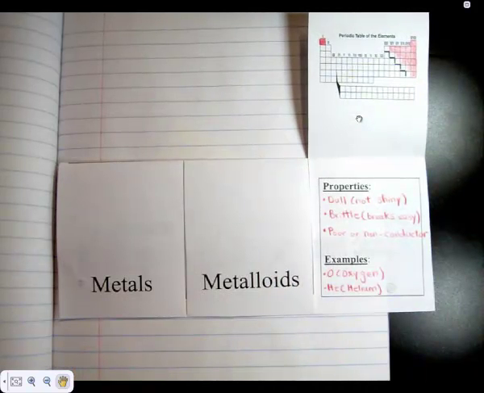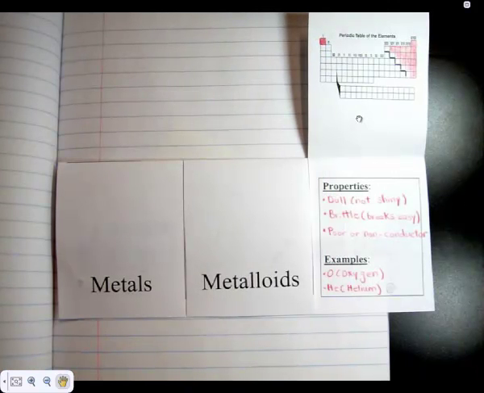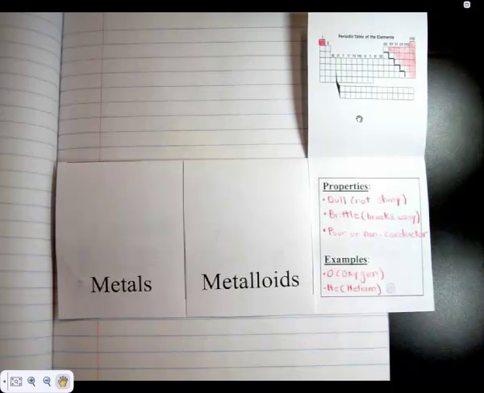Nonmetals are found on the right side of the periodic table, with the exception of hydrogen, which is found over here. Nonmetals are dull, which means that they are not shiny. They are brittle, which means they break apart easily when you try to bend them. And they are poor conductors or non-conductors of electricity. Two examples would be oxygen and helium.